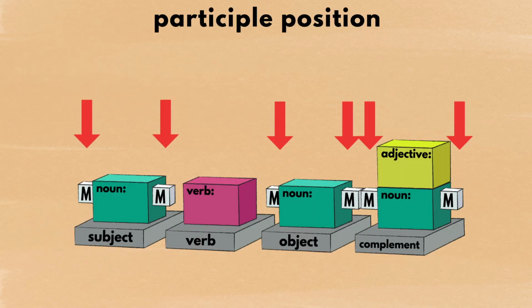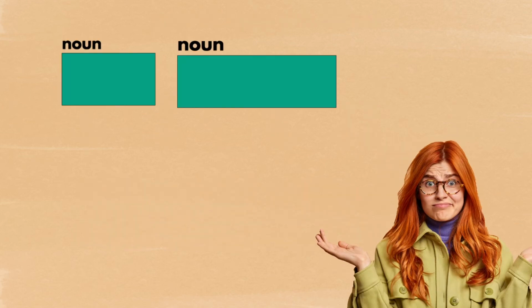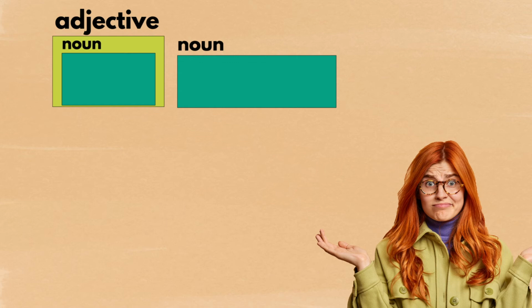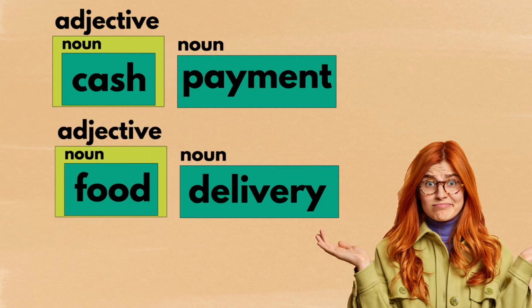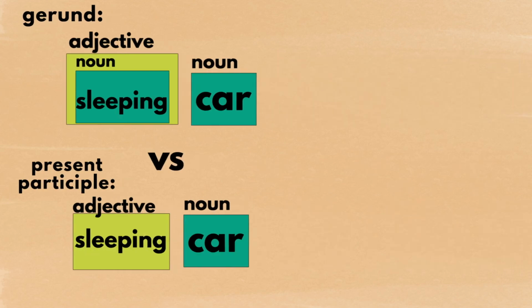Anyway, both of them are adjectives, so they can appear before and after nouns. Here comes a question for you. Sometimes a noun before another noun acts as an adjective. For instance, cash payment or food delivery. Then what's the difference between the gerund in front of a noun and the present participle in front of a noun, especially when they look the same?